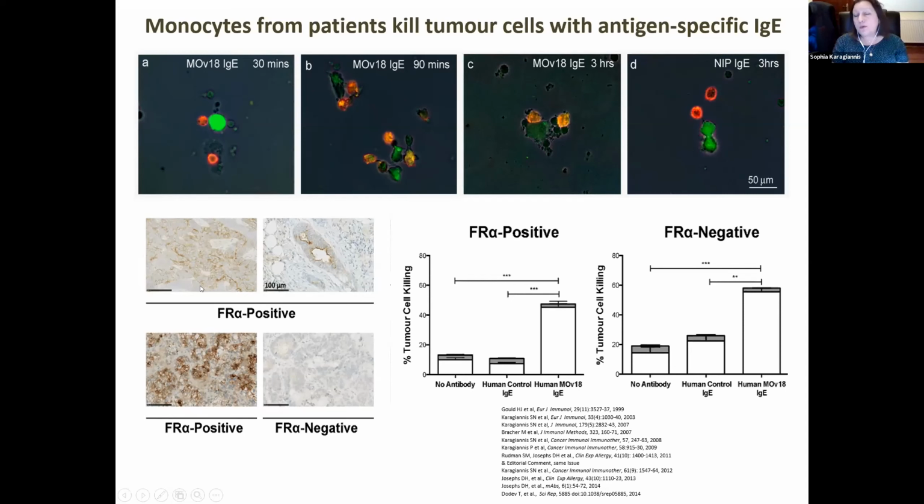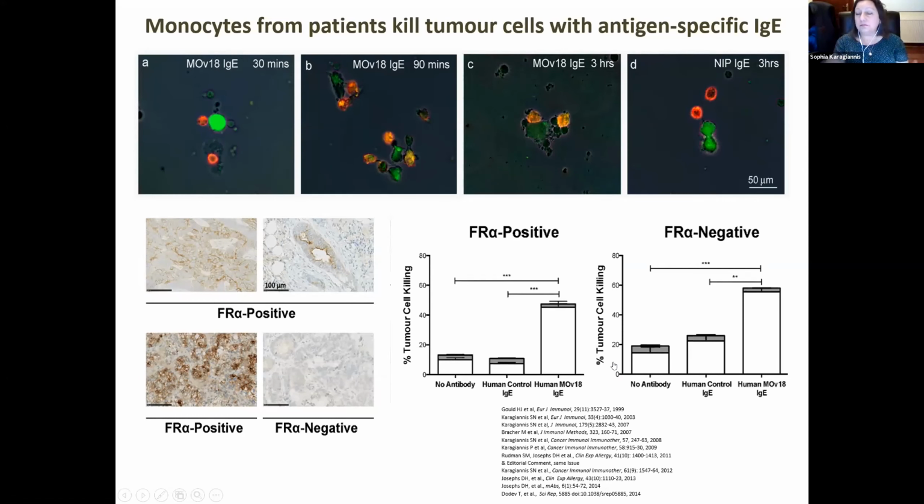Then we wanted to know whether it's possible that we can show killing of tumor cells ex vivo using patient-derived immune cells such as PBMCs and monocytes. And indeed, we selected PBMCs from patients with ovarian cancer who had folate receptor alpha positive and negative disease. And we could see that immune cells from any patient group in our cohort could kill tumor cells ex vivo in the context of anti-tumor IgE to folate receptor alpha. And you can see that here, compared to control IgE, you can see killing by cytotoxicity.